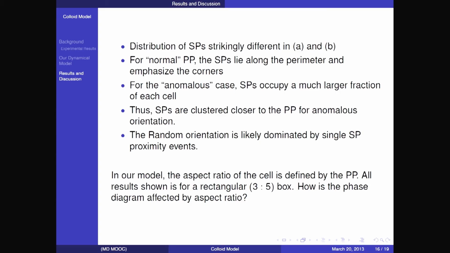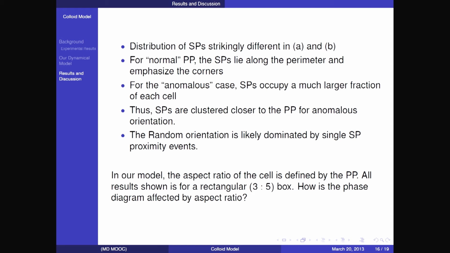And so they did have an idea for what might be the cause of this effect, and they were guessing that this would be one of the implications. And we found this in our molecular dynamics simulation. So what are our conclusions? The first thing is that the distribution of those particles is strikingly different. In the normal orientation, they lie at the corners and the periphery. In the anomalous, meaning the odd orientation, they occupy a much larger fraction of each cell, and they're clustered closer to the primary particle. And the random orientation is most likely dominated by single events, meaning one particle getting a little too close for comfort, which nudges things.